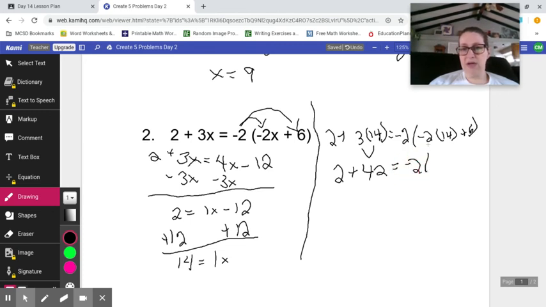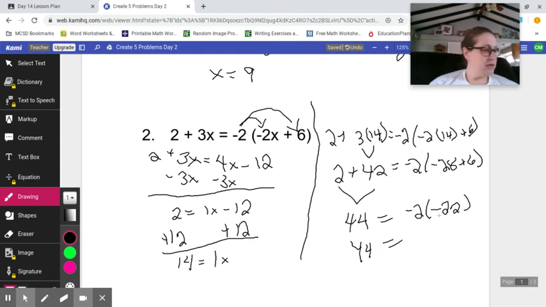I'm going to multiply in here. Negative 2 times 14 is negative 28 plus 6. 2 plus 42 is 44. Negative 28 plus 6 is negative 22. Okay. And negative 2 times negative 22, a negative times a negative is a positive, which will give me 44. Okay, and that one checks.